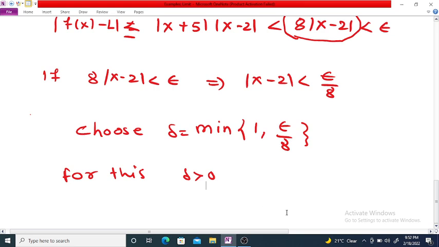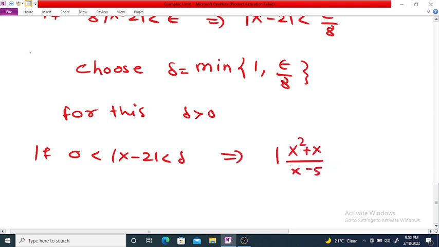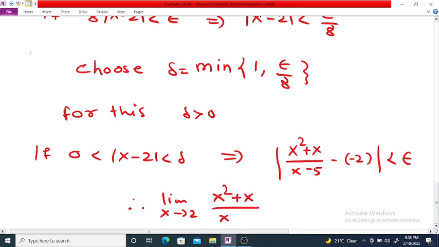For this delta greater than 0, if 0 is less than mod of x minus 2 less than delta, then mod of (x square plus x) divided by (x minus 5) minus (minus 2) is less than epsilon for any epsilon greater than 0, and therefore the limit as x tends to 2 of (x square plus x) divided by (x minus 5) is equal to minus 2. Hence the proof of this example.